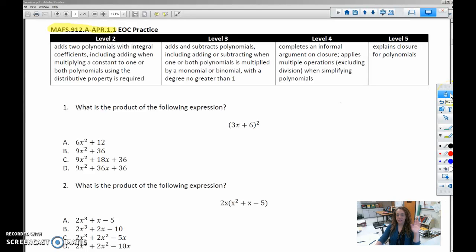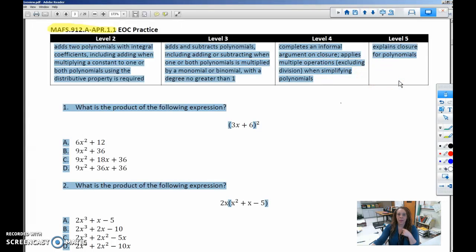Hey everyone, we are going to be going question by question this week on an EOC review packet. You'll always find the review standard that we're highlighting at the top of the page, and there's some information here just to jump right into it. The different levels that you can expect to see on your EOC.